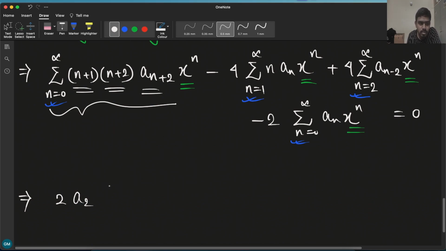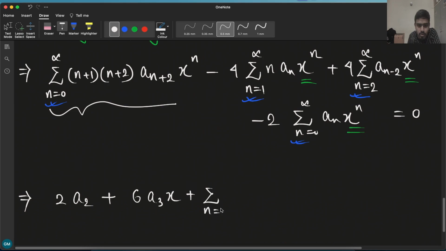The n equals 1 term: if I put n equals 1, it will be 2 times 3, that is 6, times a3, and x to the power 1, which is x. So this term is 6 a3 x. Good. And then from n equals 2, I can write the whole series.